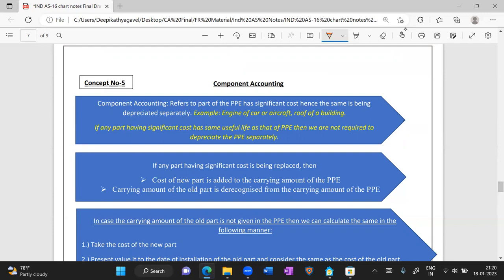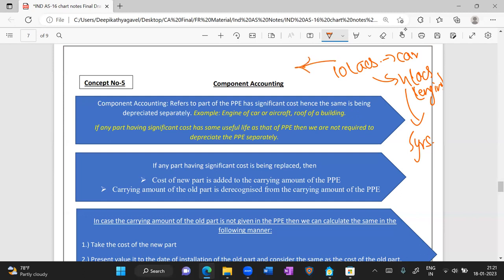Let's suppose I have a car which is for 10 lakh rupees. I have purchased a car, and the engine of the car itself is for 4 lakhs. So the engine is a significant part of that particular PPE that I have, right? And the engine has a useful life of 5 years, whereas the car has a useful life of 10 years. So 10 lakhs is for the car, out of which 4 lakhs pertains to the engine, and the useful life of this engine is 5 years, and the useful life of this car is 10 years.